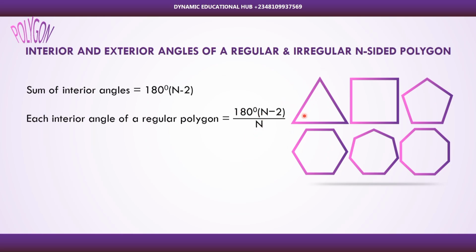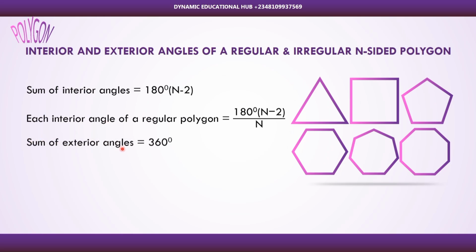For instance, we have an equilateral triangle here. To find each interior angle, we divide the total sum of the interior angles, which is 180, by 3. So each interior angle here will be 60 degrees. The same thing is applicable to this square over here. To find each interior angle of this regular polygon, we divide the sum of the interior angles, 180 times (4 minus 2). As 180 multiplied by 2, that's 360 degrees, divided by 4, that's 90 degrees.